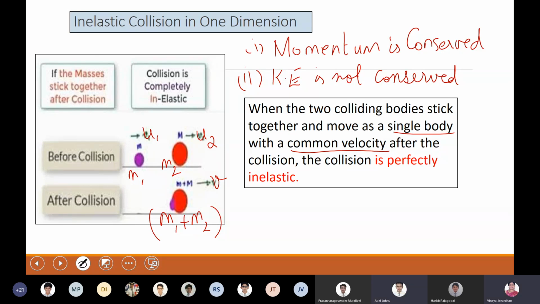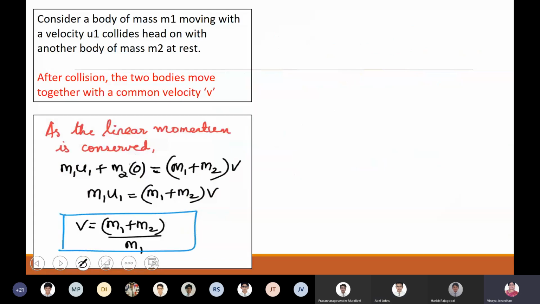Now, in such collision, what you have to prove is that when two bodies collide with each other inelastically, after collision, if they combine and move with a common velocity, the change in kinetic energy should be positive. This is the first one you have to prove, and you have to prove that your initial kinetic energy is greater than final kinetic energy, because there is a difference in kinetic energy, and this shows there is a loss in kinetic energy.